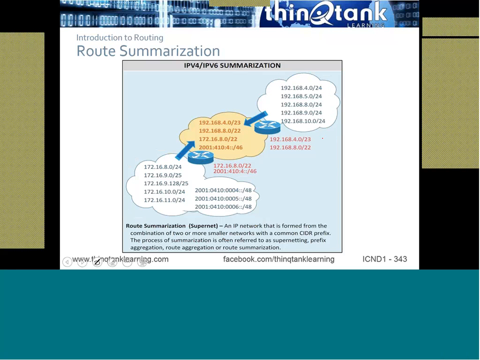Because think about it. If somebody's in this middle cloud here and they want to go to 4.0, they're going to go to that router. If they want to go to 5.0, they're going to go to that router. 8.0 to that router. 9.0 to that router. So why does that router have to advertise 4, 5, 8, 9, and 10? Why can't it simply advertise a summary of those routes?